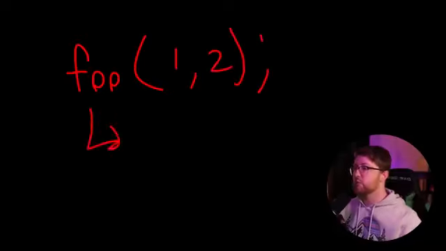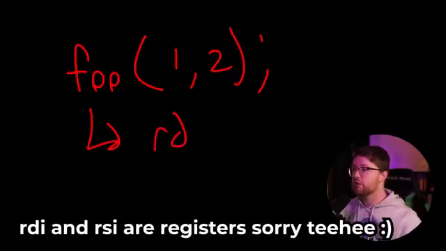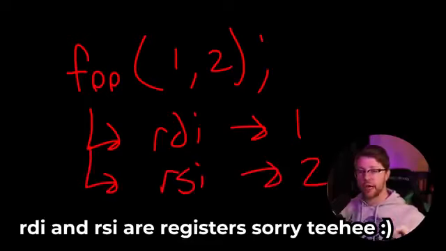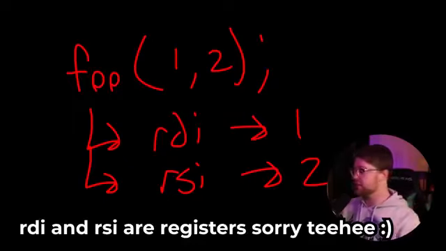So for example, if I call function foo and the numbers 1 and 2 are the arguments to foo, before we call foo, RDI will contain 1 and then RSI will contain 2. This is just the agreement that the compiler has made with the processor, right? This is the way that it expects the data to behave.